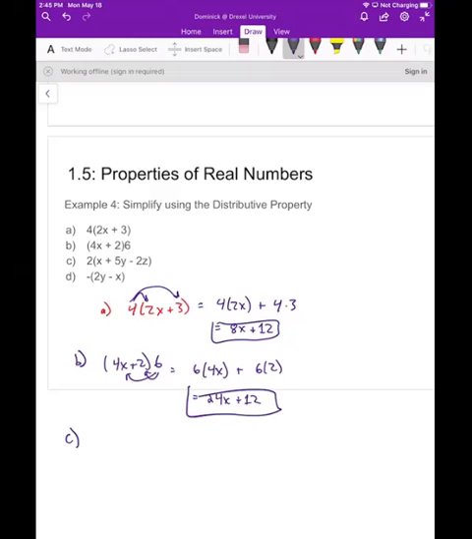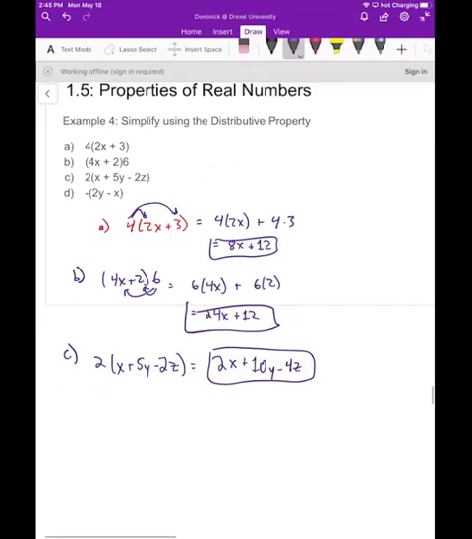Right, in part C, here we just have an additional term on the inside. And here you'll get a 2x plus 10y minus 4z. And in part D, we want to be a little careful here. All right, so we have a minus out front. I typically like to think of this as a -1 sitting out front, and then we'll distribute that. So then we'll get a -2y, and then a -1 times -x will be a plus x. So we get a -2y plus x for that one.